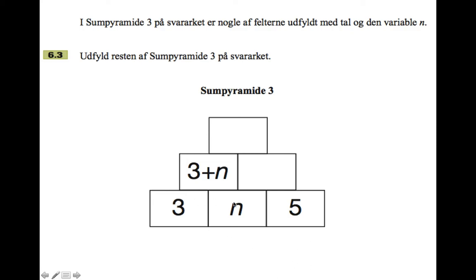Okay, so we've got 3 plus 3 and n makes 3 plus n, and in the same way n plus 5 makes n plus 5, or 5 plus n, it doesn't matter which way you write that round. And then at the top we've got 3 plus n plus 5. So that's going to make 8 plus 2n, because the 3 and the 5 make 8, and then the n plus the n makes 2n.